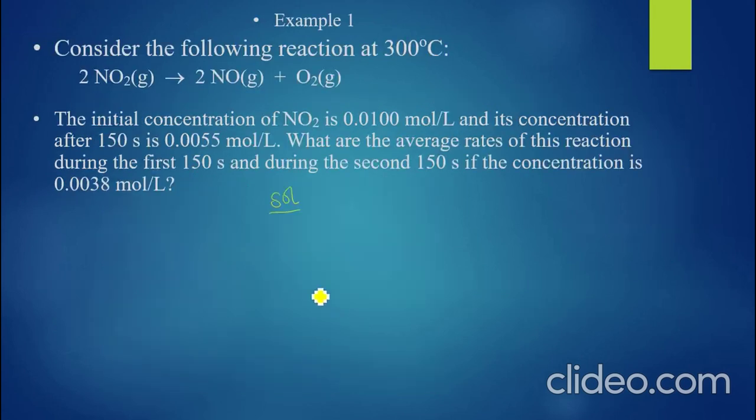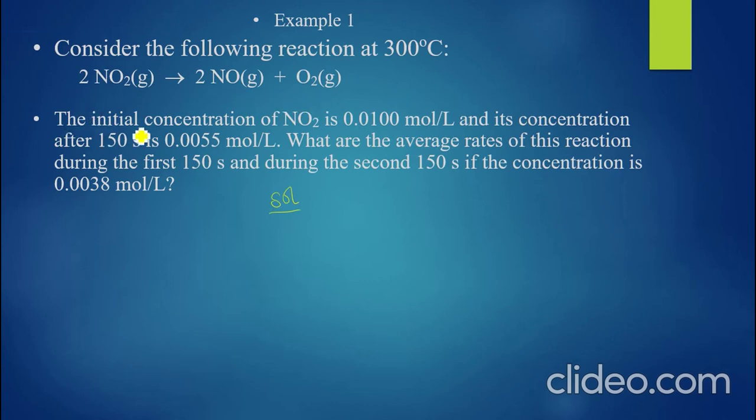Now let's do an example. Example 1 says: consider the following reaction at 300 degrees Celsius. We have nitrogen dioxide, which is decreasing with time, and we can see nitric oxide and oxygen gas being formed.